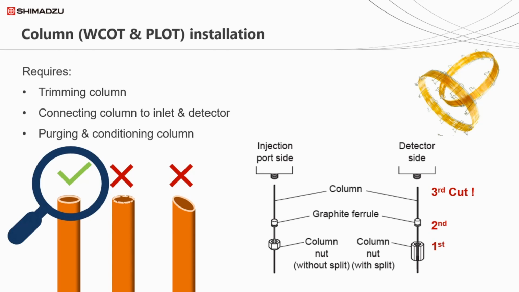Ideally, you should only cut the column after the nut and ferrule have already been put over the end. This prevents any debris, like graphite from the ferrule, getting inside the column. We'll talk more about the different types of ferrule in more detail soon.